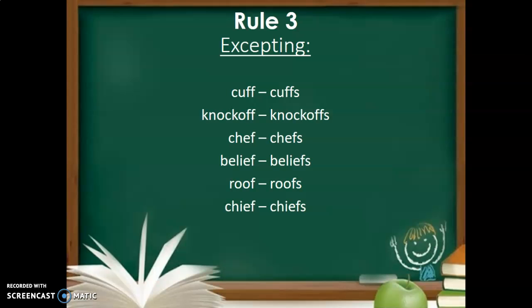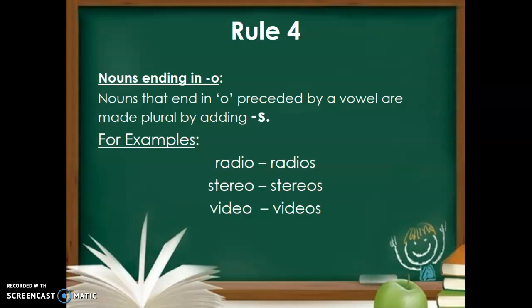So now let's have a look at rule number 4. Nouns ending in o. Nouns that end in o preceded by a vowel are made plural by adding s. For example, radio, stereo, and video. Radios, stereos, and videos.